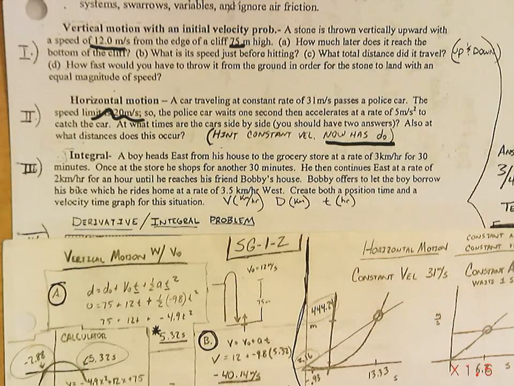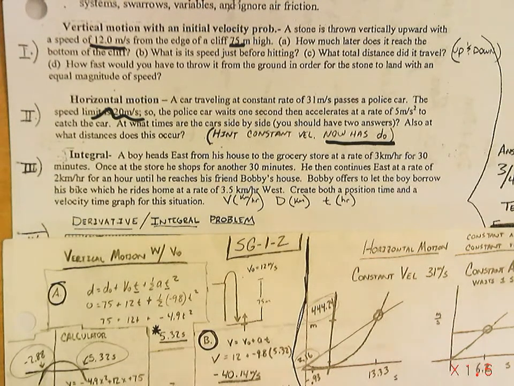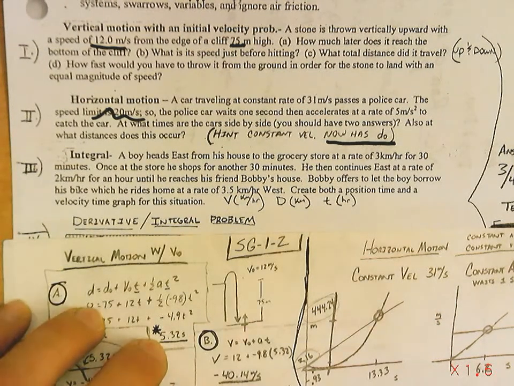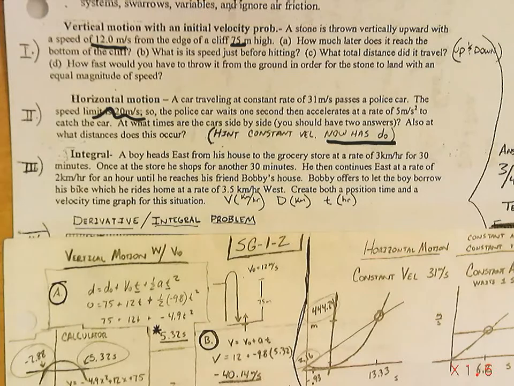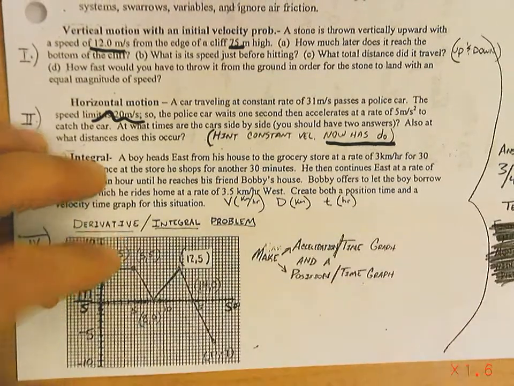So remember, the problem begins when they have the same position the first time. So that's time 0. So how do we get this in our calculator? Well, we'll do a little post-it note action again.